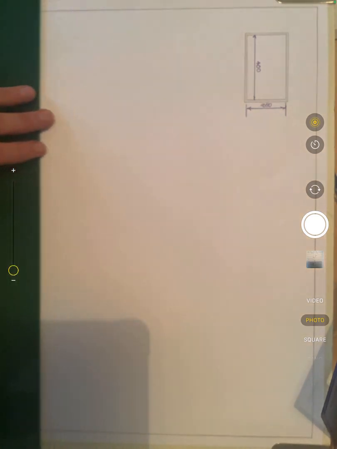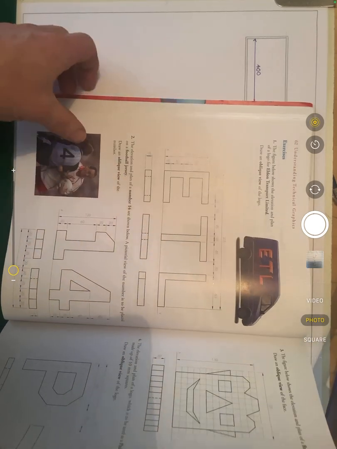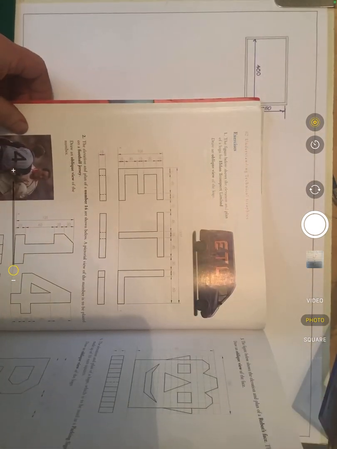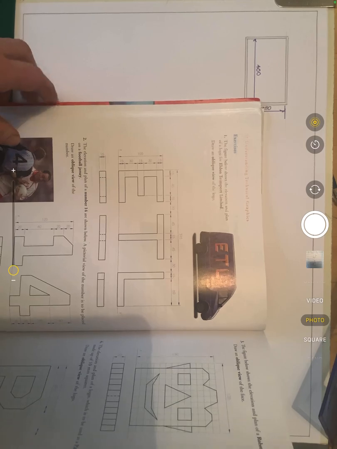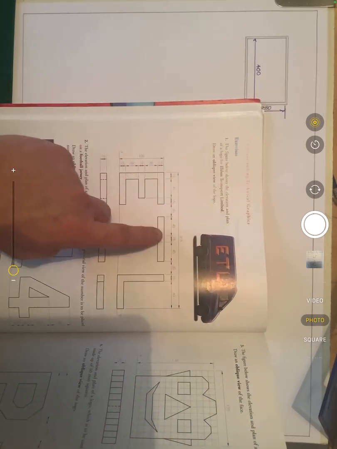So for this, what I want you to do is first of all, line out the page, put a 10mm border around it, and the question we're going to do today is the ETL question. I'll put a picture of it up on the post. So all the measurements for it are here, as you can see. So what we're going to do is, first of all, we're going to draw a rectangle which goes around the whole thing here. We're going to draw the 2D shape.